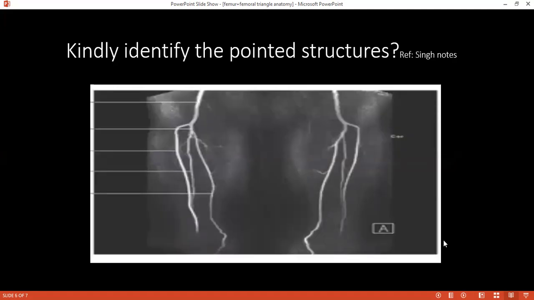Would you be able to identify this image, please? This is also a CT angiogram. Yes. So what are the structures which are marked? If you can identify this one. This is popliteal artery. At this point it is femoral artery. Popliteal artery. Yes. And which one is this one?